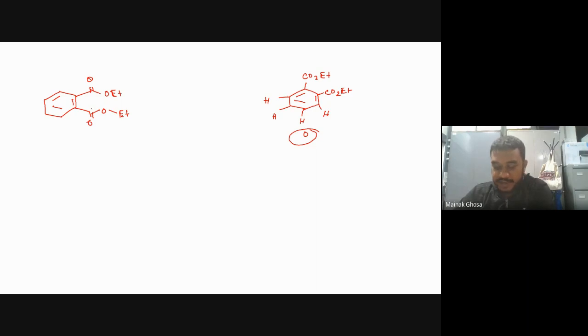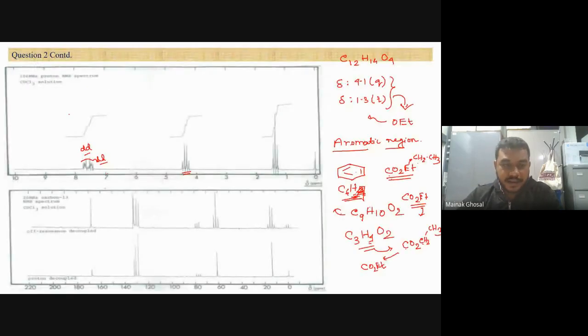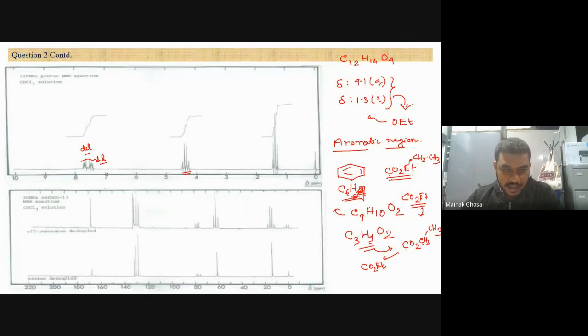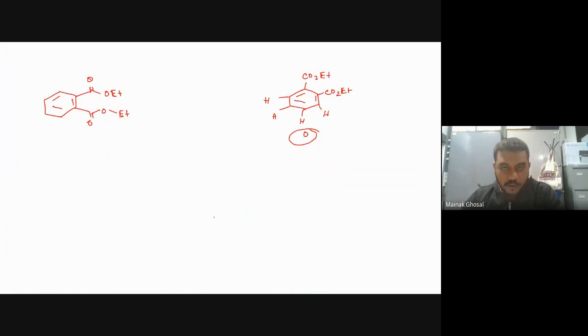Now I need to verify it with the mass and with the carbon-13 NMR data. In the mass spectrum, you have already checked, right? I have proved from the mass that the OEt group is present, so one thing is already done. Now another thing is that you need to verify your carbon-13 data. So in this ortho compound, how many different carbons will be present?